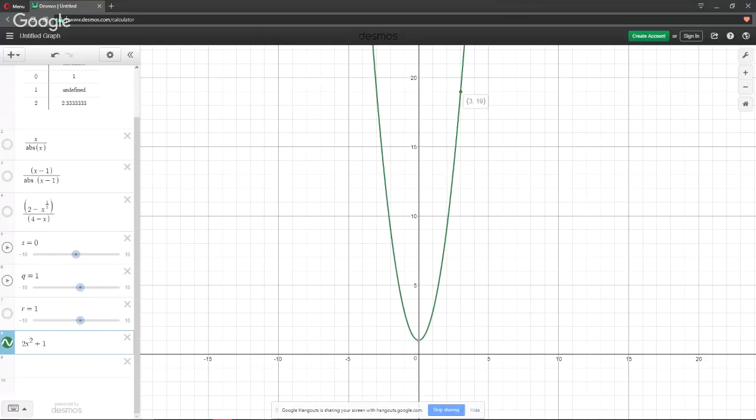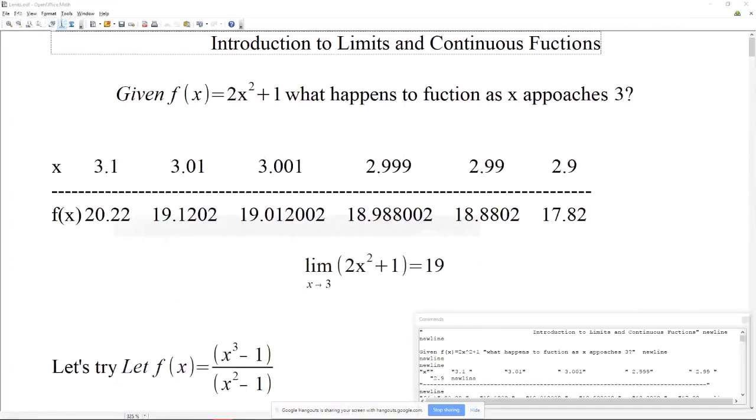So at 3, what does it say the y is? The y is 19. Okay, at 3 it's 19. So as it approaches from the left, which means from your left-hand side, you'll actually see the numbers on the x-axis go up, as well as the y. And the way I showed this here in this graph is if we plugged and chugged some numbers in there, let's say we put 3.1 in here, the outcome is going to be 20.22.